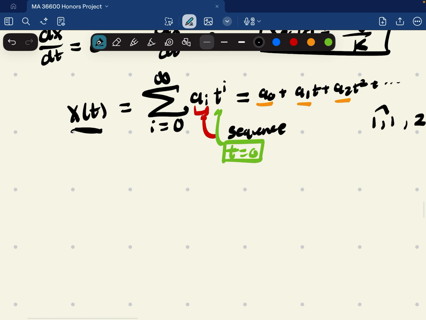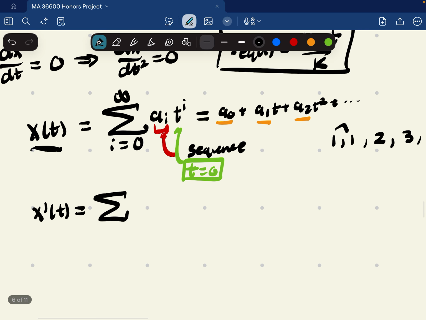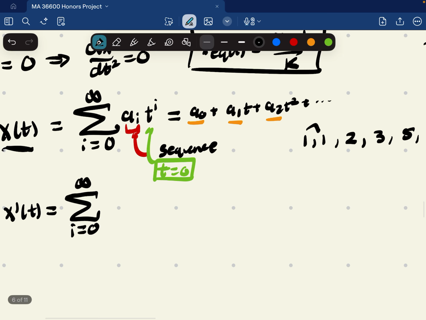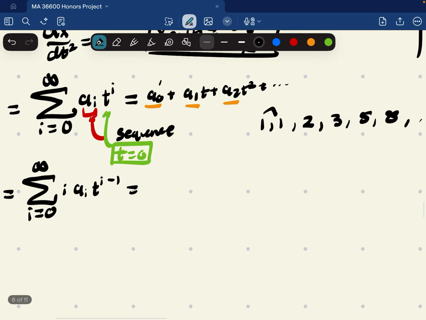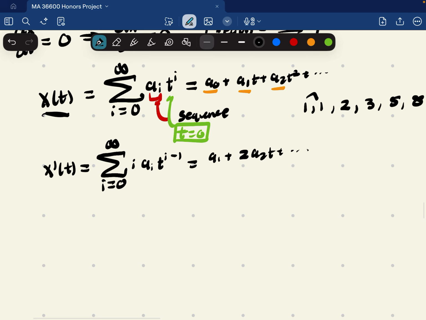Okay, so what I'm going to do is start differentiating this. Differentiating a power series is very easy to do because it's a polynomial function at the end of the day, so I can differentiate term by term. It ends up just being i times a_i t to the i minus 1. If I wrote it out, the first term goes to 0, and I just get a1 plus 2a2 t plus, and so on. And this keeps going.